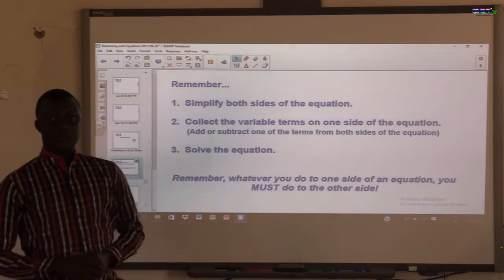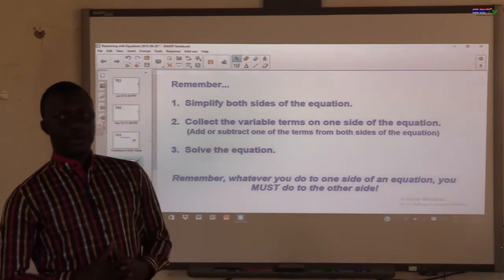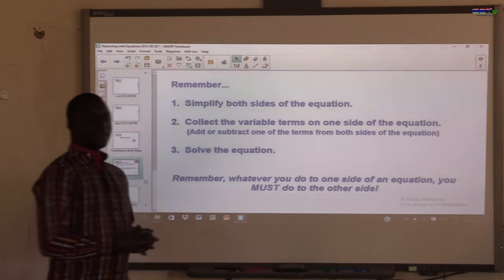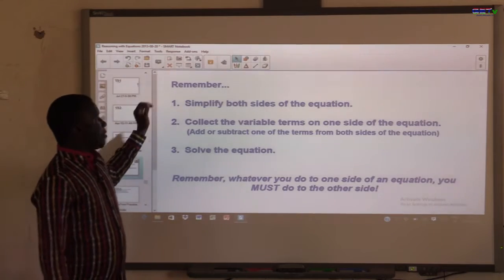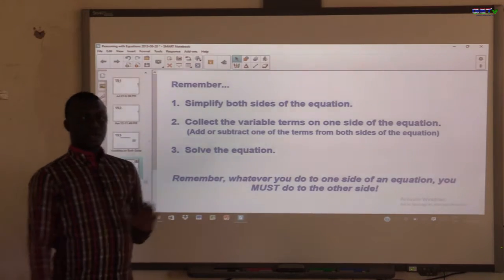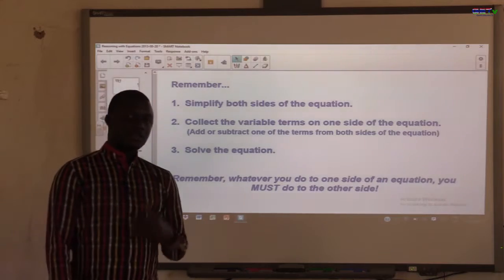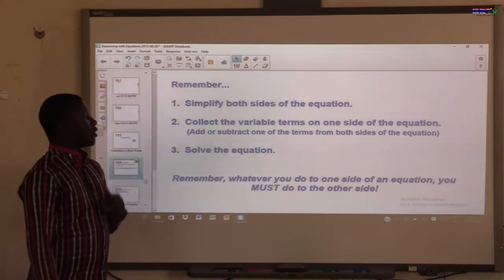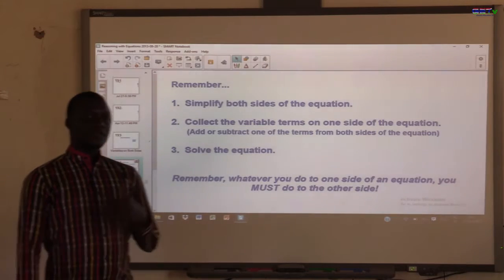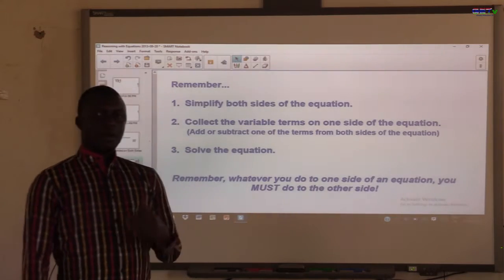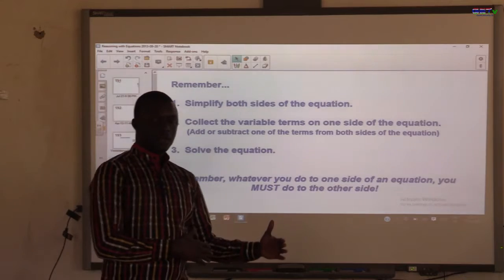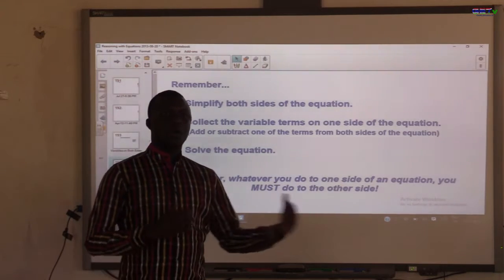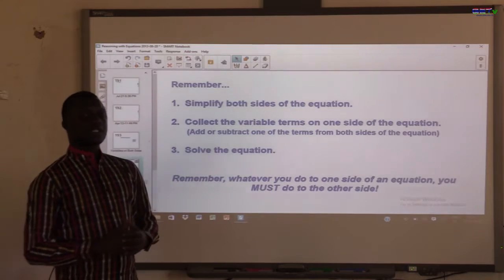Now here is a quick reminder of some of the things that we've been doing when we were doing one step and two step. Remember, first you need to simplify both sides of the equation. Then collect the variable terms on one side of the equation. Let all the variables be on one side. This is the same as collecting or combining our like terms to one side of the equation.